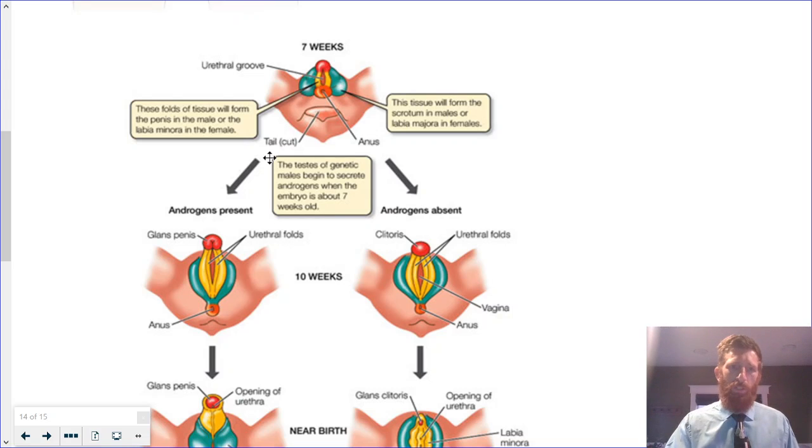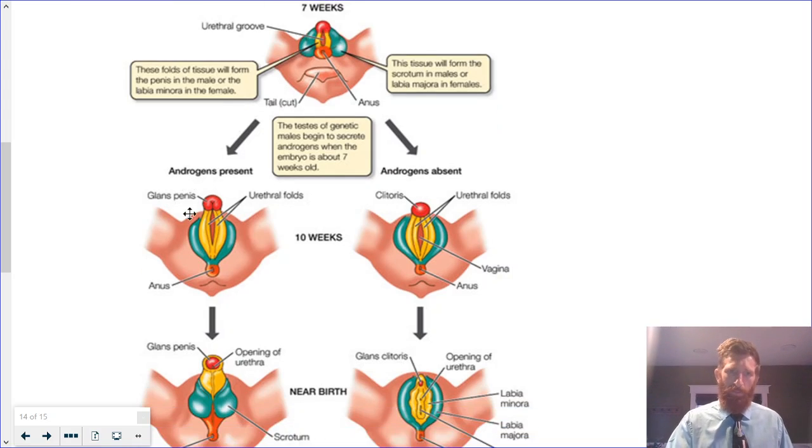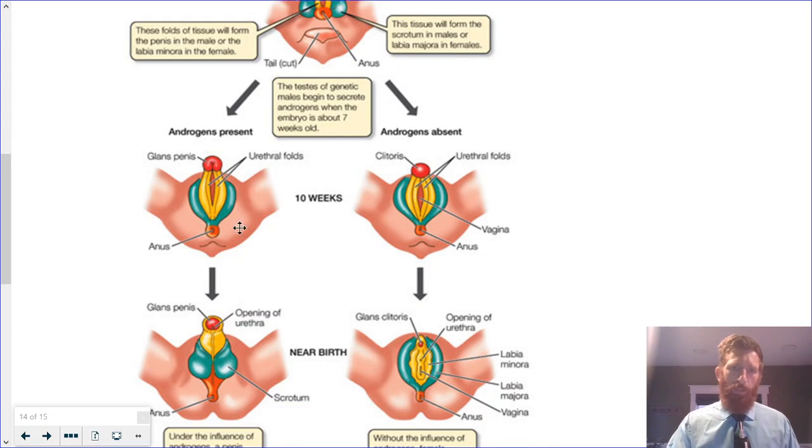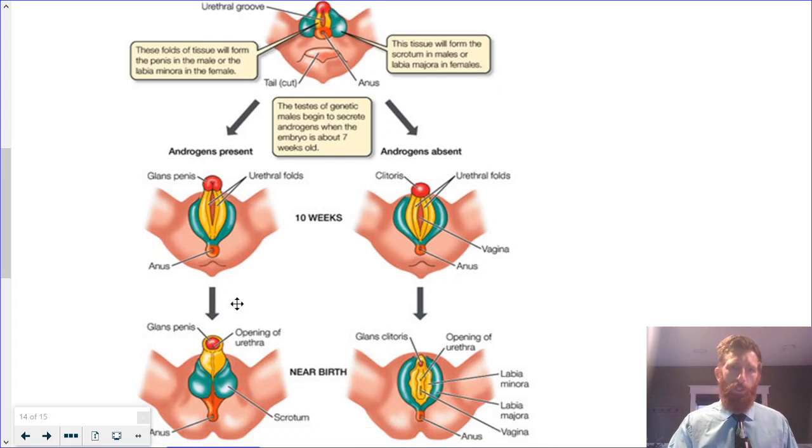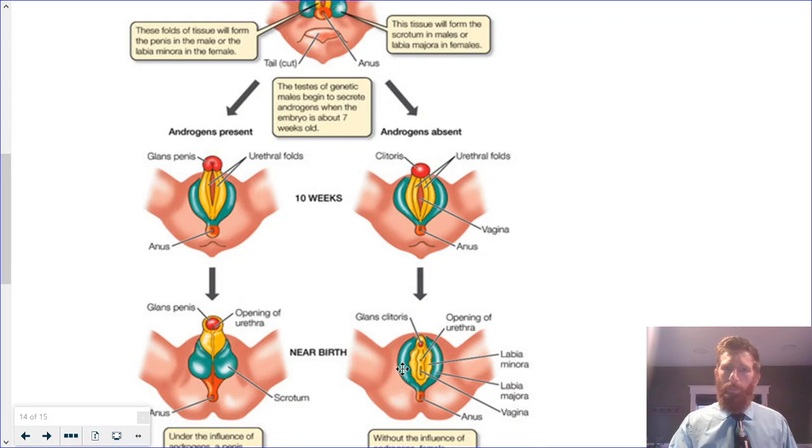If mom makes too much, or if the Y chromosome is present, and excuse me, androgens are present, then male genitalia will develop. So testes, ovaries, same tissue. Scrotum, labia majora, same tissue. Shaft and labia minora, right, same tissue. And then glands and clitoris, same tissue, right?